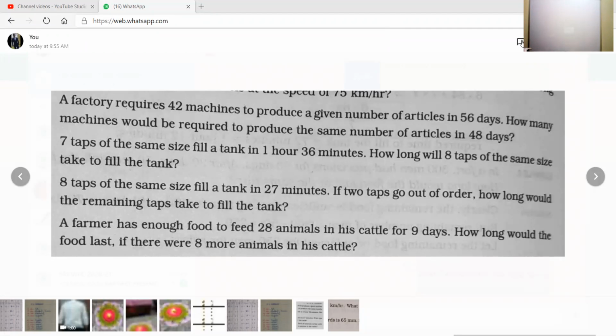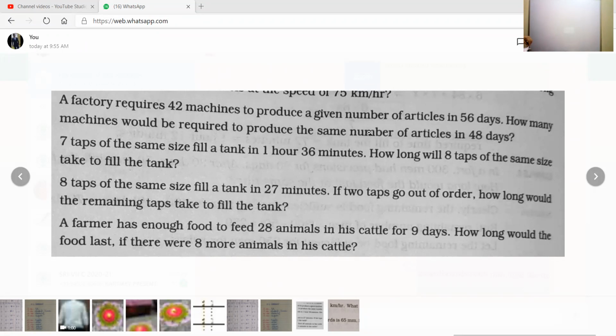Sir, the first 4 questions are inverse. Is it inverse variation or reverse variation? Reverse variation and inverse variation are the same. Generally we don't use the word reverse. We use the word indirect or the word inverse. Okay, indirect variation. So the answer is 7 days.